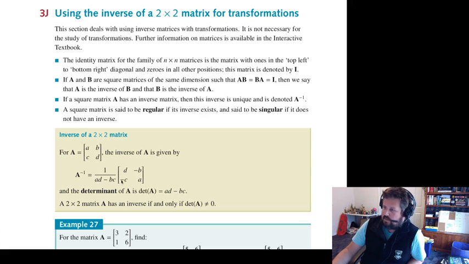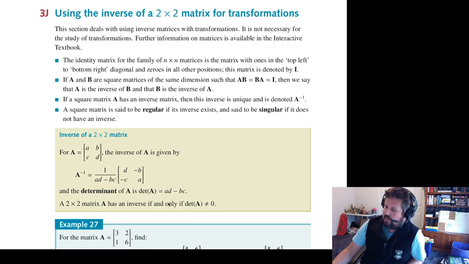This value underneath here, the 1 over, this a times d take away b times c, is also known as the determinant. Whether you are asked to work out the determinant of A, or whether you see det A, it just means find out the determinant of A. It's this part here, a times d take away b times c. Cool. It says here in a 2x2 matrix, A has an inverse if and only if the determinant of A is not equal to 0.